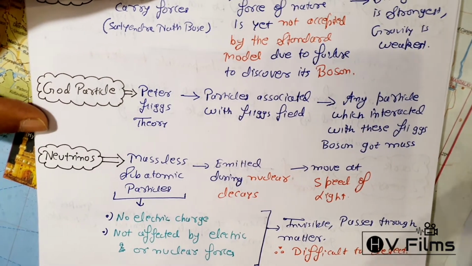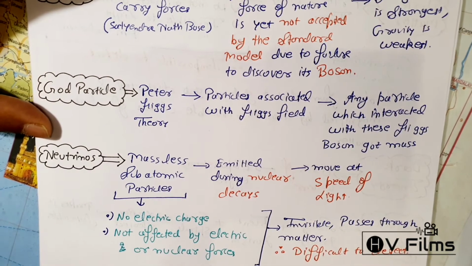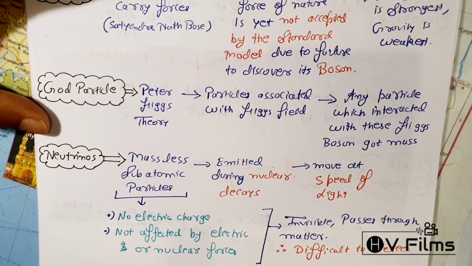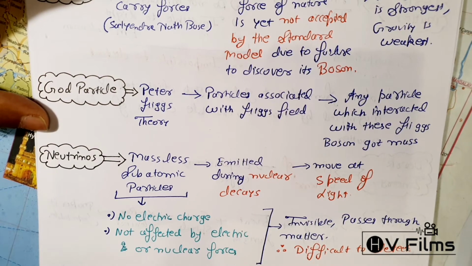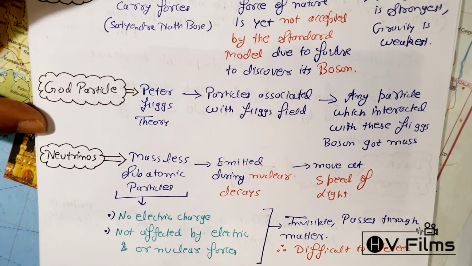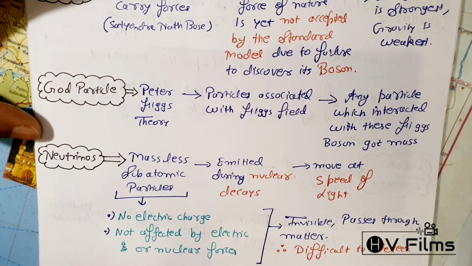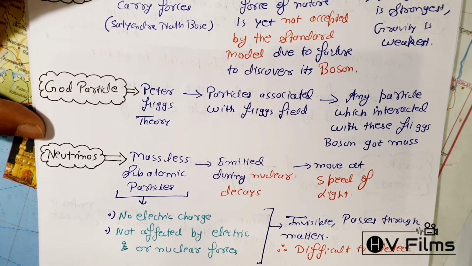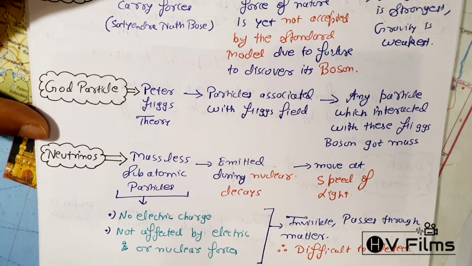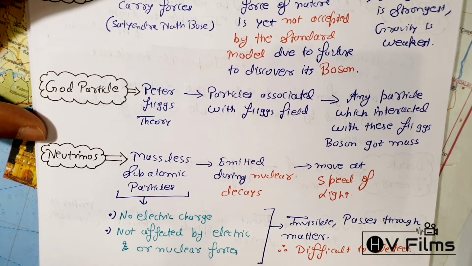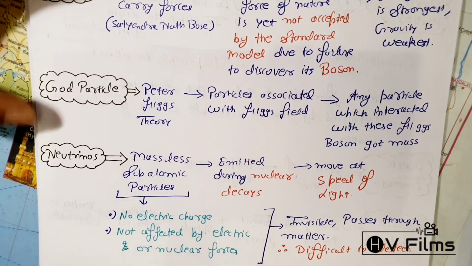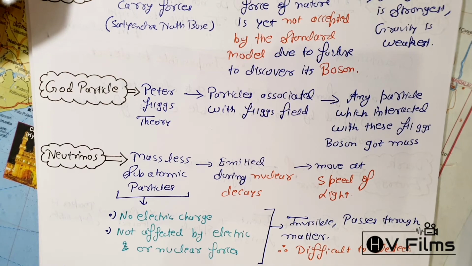Now this field has a very great property that whenever anything came into contact with it, it got mass. And that is the reason why we call it the God particle. So any particle which interacted with this Higgs field or Higgs boson has got mass. This is the main principle behind the God particle. And more importantly, recently the scientists at CERN observed the Higgs boson decaying into a fundamental particle known as a bottom quark. So this is mainly about the God particle.